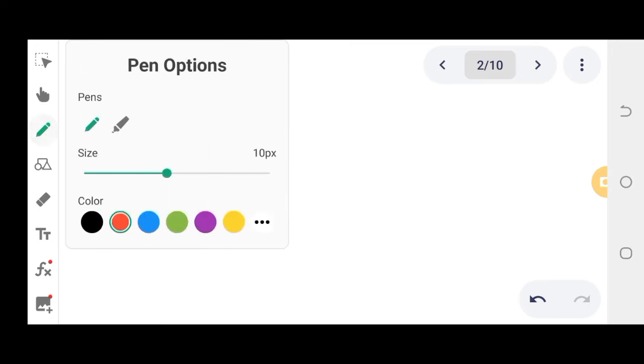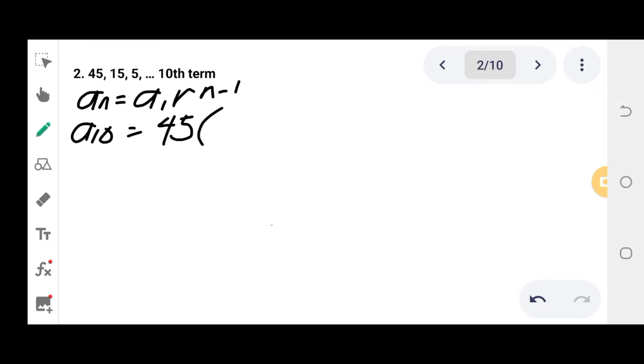Number 2 naman tayo. So we have 45, 15, and 5. Ang hinahanap naman this time is the 10th term. Same formula, we have a sub n is equals to a sub 1 times r raised to n minus 1. Ayan na po natin is a sub 10. First term po is 45. Common ratio. So, finding the common ratio, divide two consecutive terms.